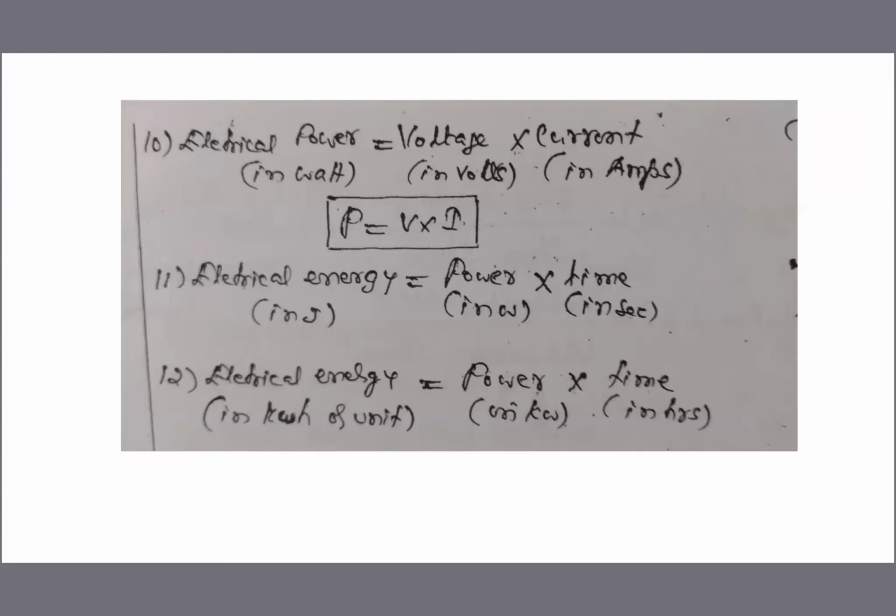Then how to calculate electrical energy? Power multiplied by time. That is the electrical energy calculation formula. The normal unit is joule, if you want, you apply that. But mostly we calculate electrical energy in terms of kilowatt hour. Same formula, but power you have to express in kilowatts and time in hours. So you will get kilowatt hour.